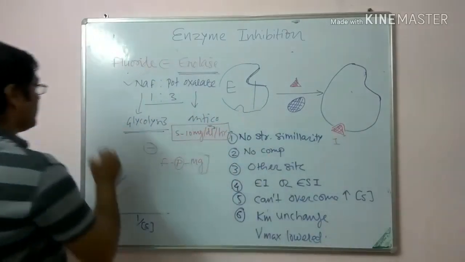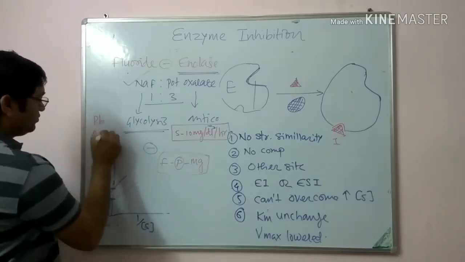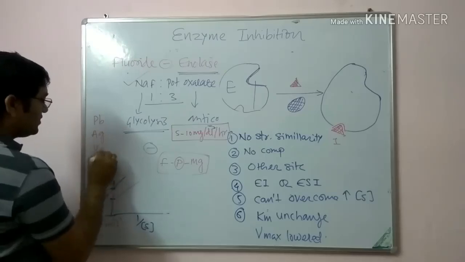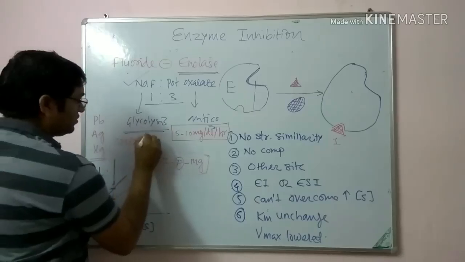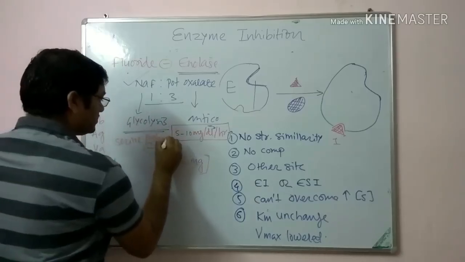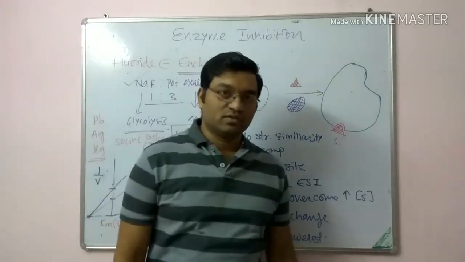Other examples are lead, silver, mercury. These ions inhibit the serine proteases. So this is the example of competitive inhibition.